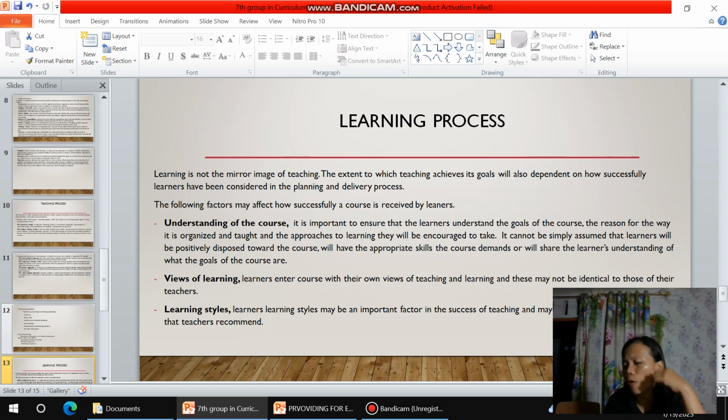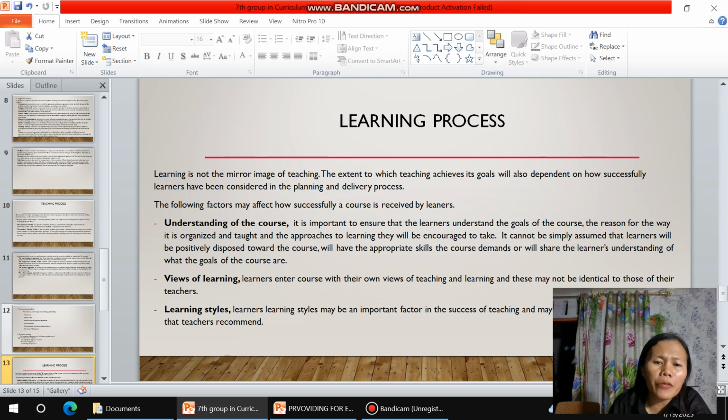And part 4, the factors that are involved with good teaching, is the learning process. Learning is not the mirror image of teaching. The extent to which teaching achieves its goal will also depend on how successfully learners have been considered in the planning and delivery process. The following factors may affect how successfully a course is received by learners.